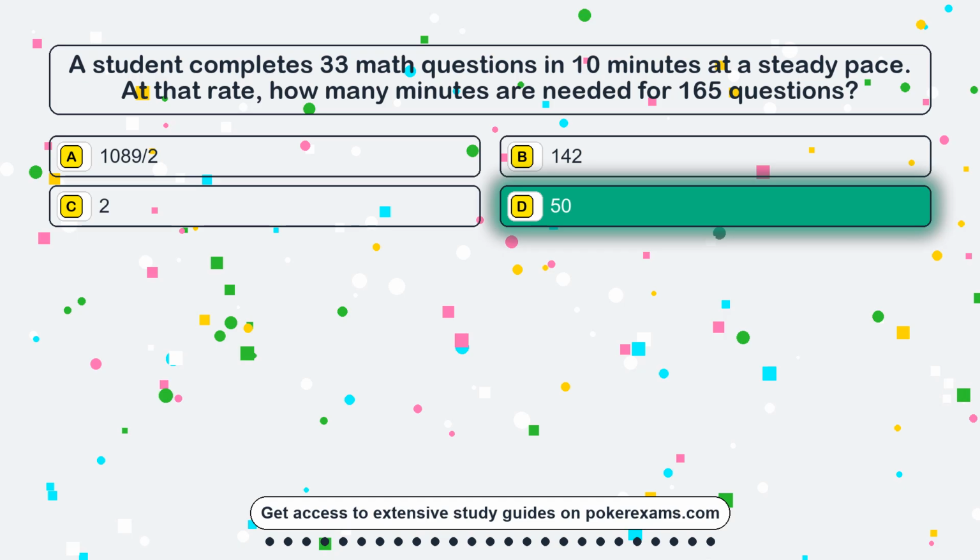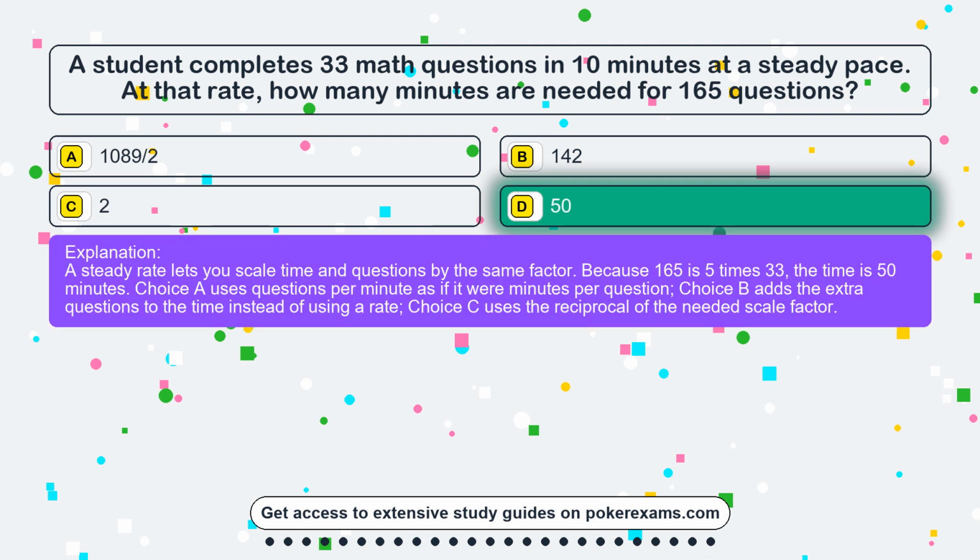The correct answer is option D, 50. A steady rate lets you scale time and questions by the same factor. Because 165 is 5 times 33, the time is 50 minutes. Choice A uses questions per minute as if it were minutes per question. Choice B adds the extra questions to the time instead of using a rate. Choice C uses the reciprocal of the needed scale factor.